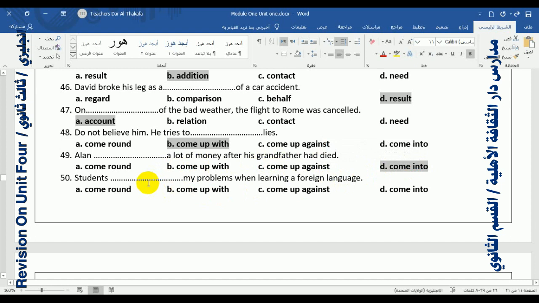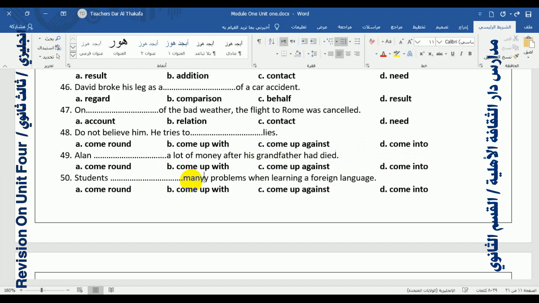Students، الطلبة، بيواجهوا many problems، بيواجهوا مشاكل كثيرة، when learning a foreign language. Many, yes, many problems. لما تشوف problems أو difficult، يبقى come up against، على طول يواجه.